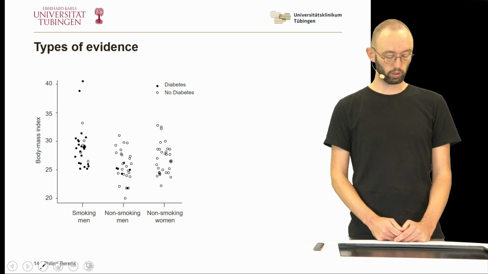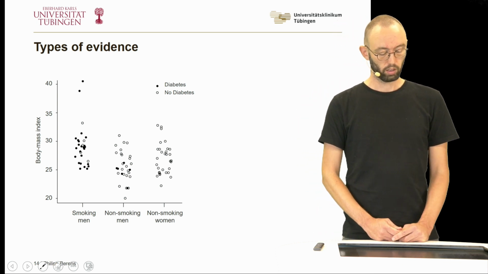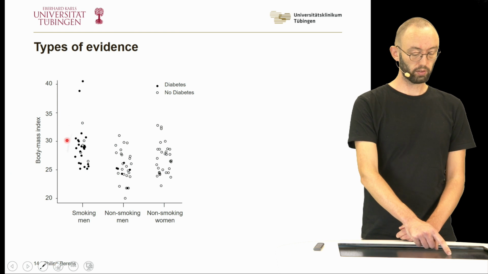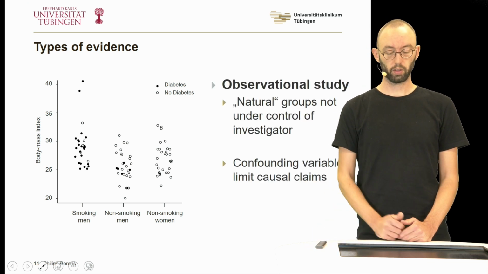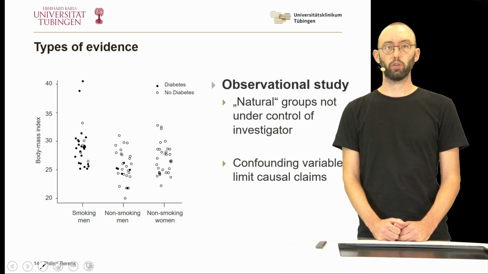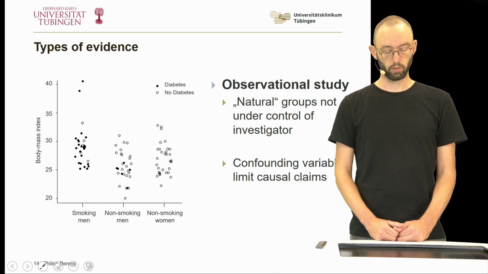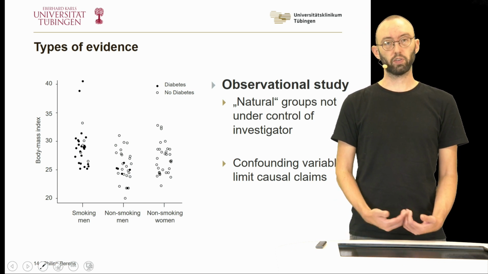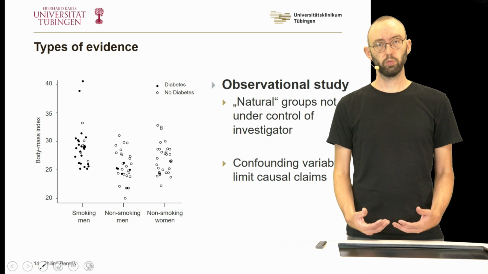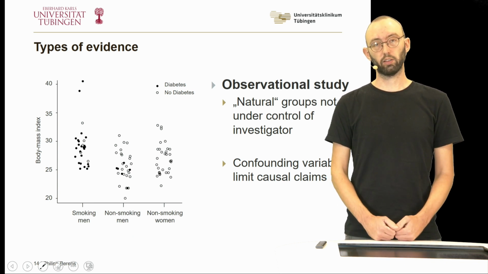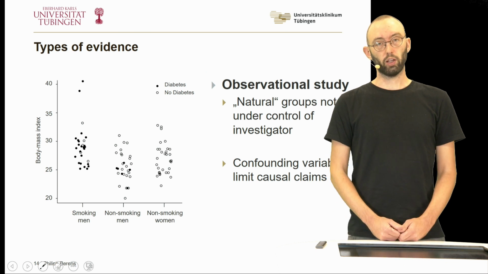So here we have a graph of the body mass index of men that smoke, men that do not smoke, and women that do not smoke. We can see that for smoking men, the body mass index is somewhat higher. This type of evidence is called an observational study. Observational studies use natural groups that are not under the control of the investigator to group the data. So it's not in our power as investigators to decide who is a man or not, or who smokes or not. This is something that people just do, and we can group our data by these attributes to understand something about what is happening. In this case, we're interested in the influence of smoking and maybe gender on the body mass index.